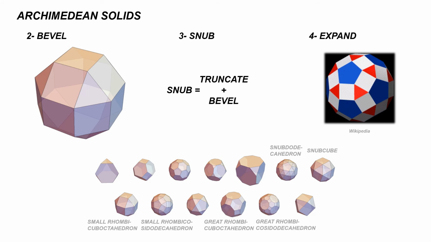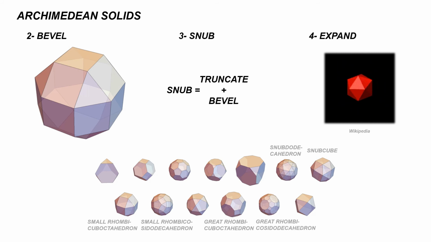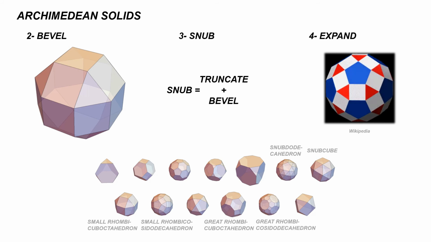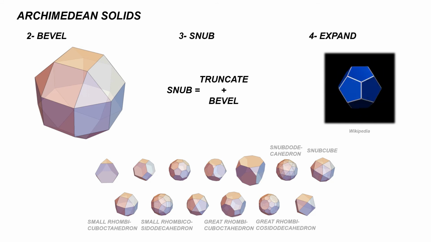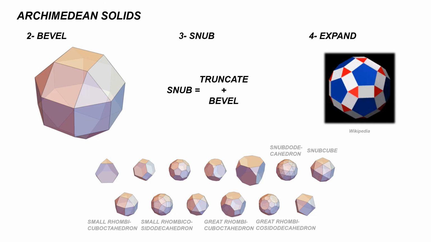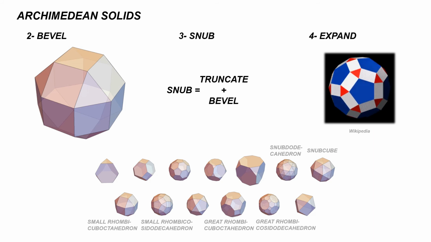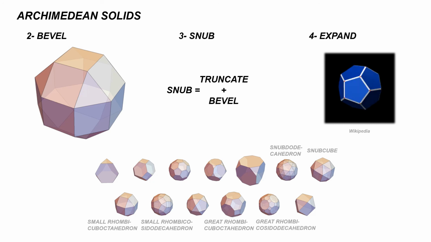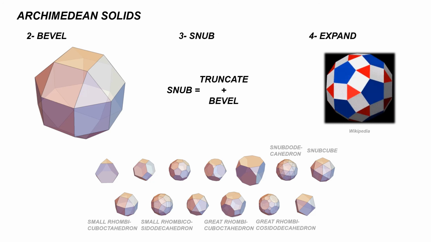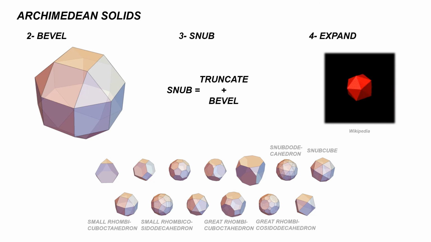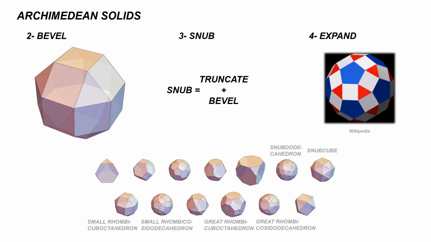The great rhombic cuboctahedron and great rhombic quasi-dodecahedron are formed by the expansion of their small counterparts. These are the 13 Archimedean solids. They are all obtained by truncating, beveling, or expanding Platonic solids in certain proportions. They all consist of a unique arrangement of regular polygons in three-dimensional space.